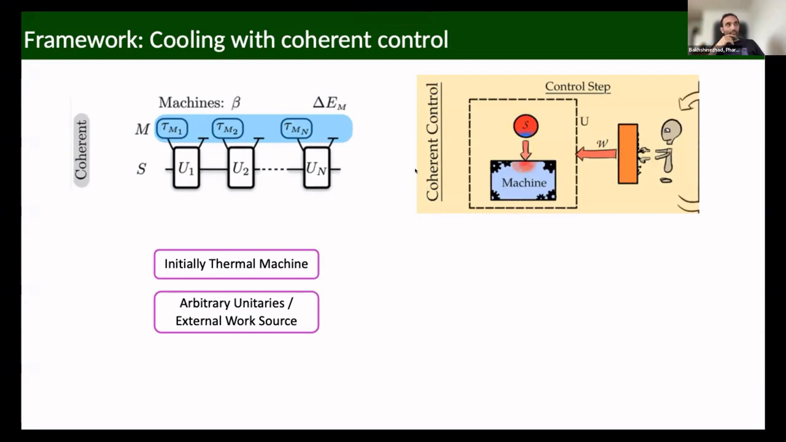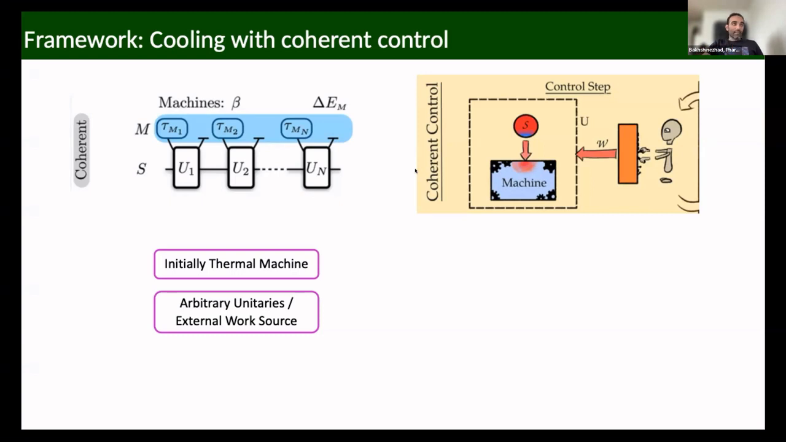And then at each step, you can bring in a new machine, and then you can use a unitary interaction to do this process. Here we are assuming the system and the machine initially start from a thermal state, because we are assuming the thermal state is free, and we are allowed to do an arbitrary unitary. And also, since we are doing an arbitrary unitary, it means there is another external agent doing work on your system.